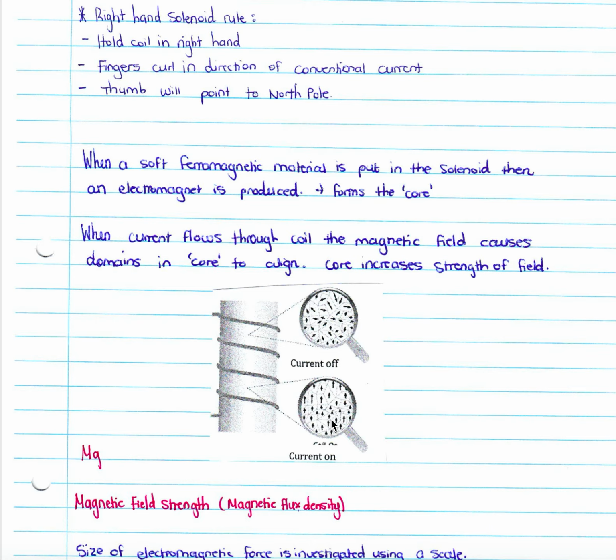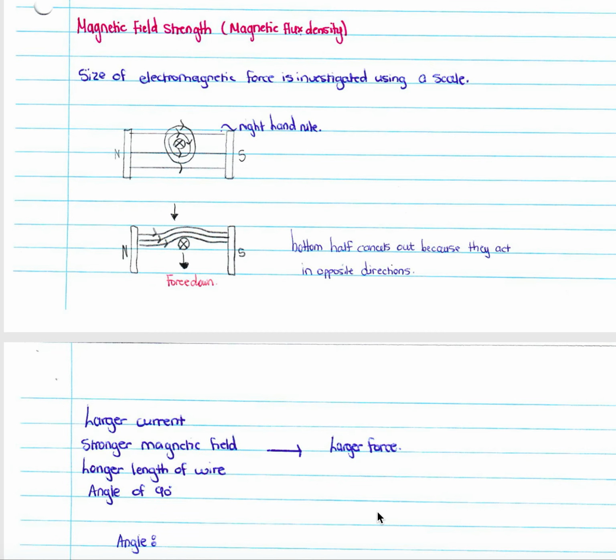Your magnetic field, an important thing to look at is magnetic field strength, which is also called your magnetic flux density. Now we measure this, the size of the electromagnetic force is investigated using a scale. So we have a current carrying conductor over here in which the current is moving away from us. So we point our thumb away from us and we can see that our fingers curl from left to right, and we know that our magnetic field is then moving like this around our conductor. We have two magnets north to south, so our fields are moving from left to right.